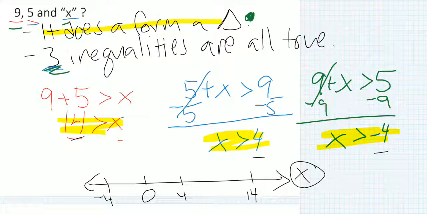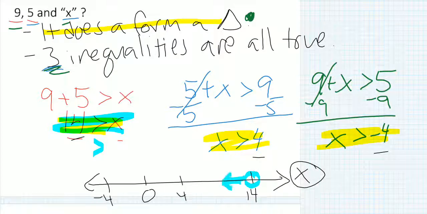So the first inequality right here, 14 has to be bigger than x. So what I'm going to do is highlight on this number line what x can be. If you notice, it's only a greater than sign, right? It's not a greater than or equal to. So that means it's going to be an open circle at 14. Open circle. And since I'm trying to highlight what x can be, it has to be smaller than 14. So I'm going to highlight over here, going to the left.